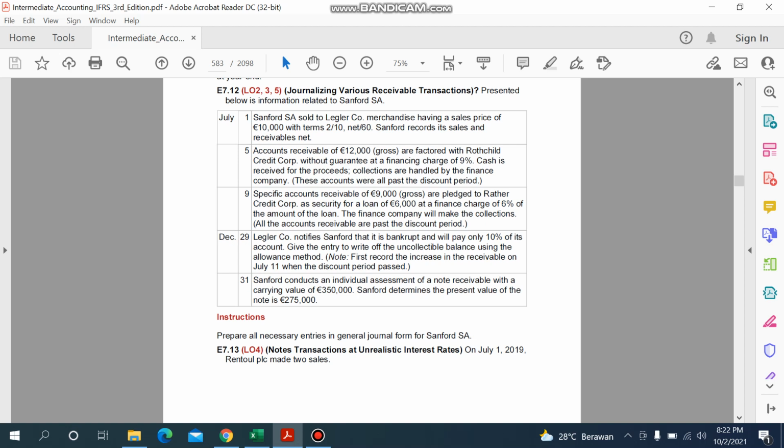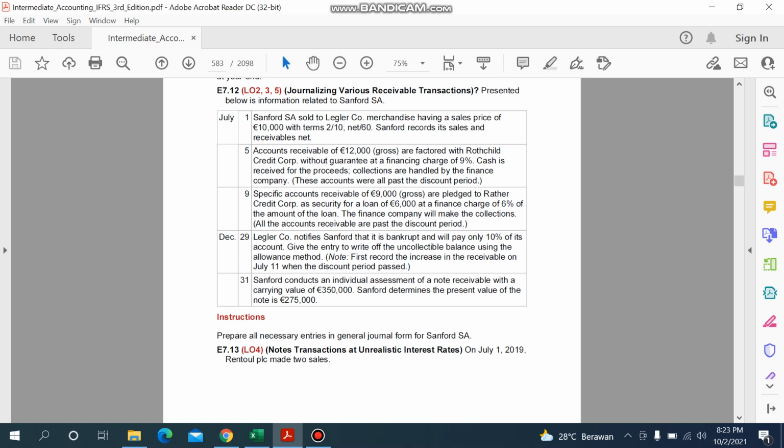The next question is E7.12. Presented below is information related to Stanford SA. So there are 5 dates, with each of the different transactions regarding receivables. We need to prepare all necessary entries in general journal form for Stanford SA.